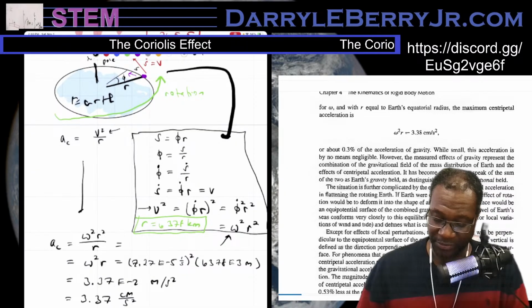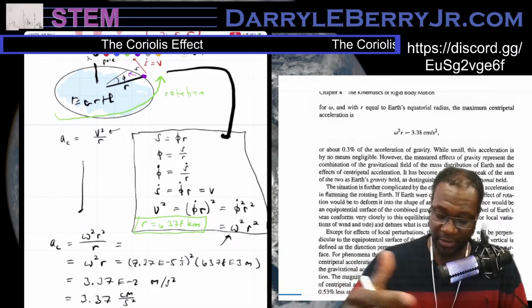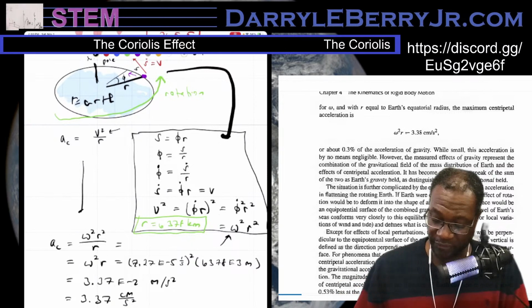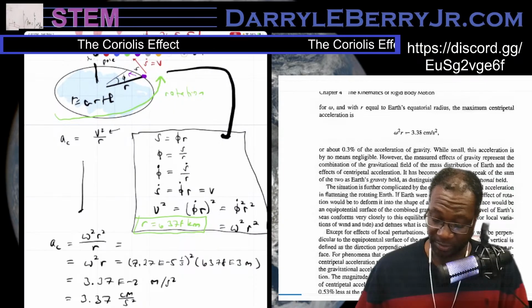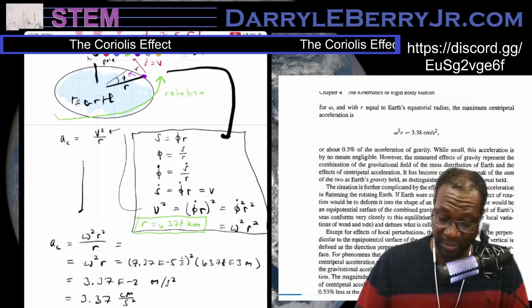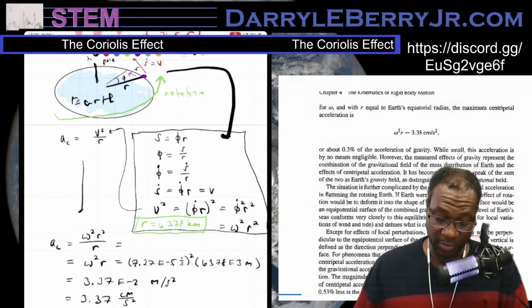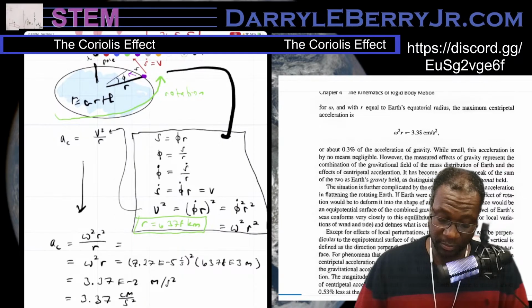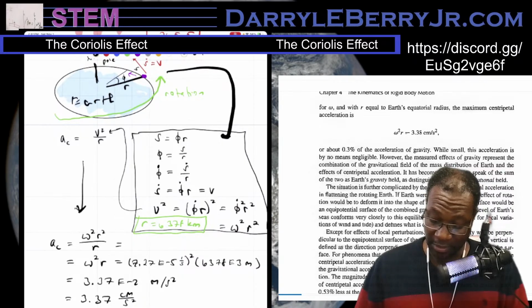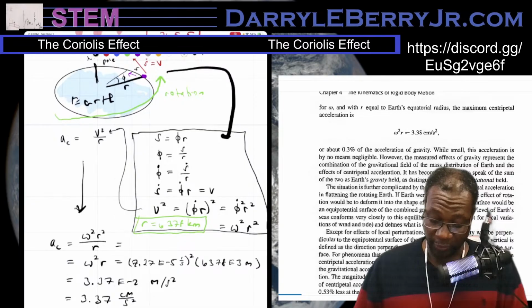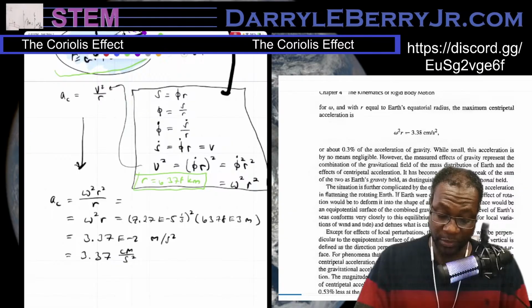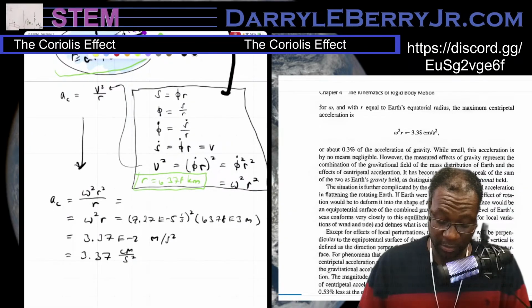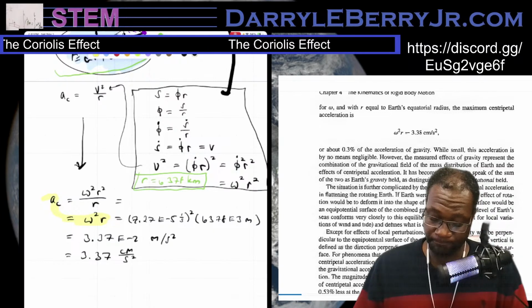So now I have the tangential velocity due to the spin of the Earth in terms of the angle that you move through. And then I simply plug this equation into the centripetal acceleration equation. So now I have omega squared r squared over r. When r cancels out, we have the equation the book has, which is omega squared times r for the centripetal acceleration.